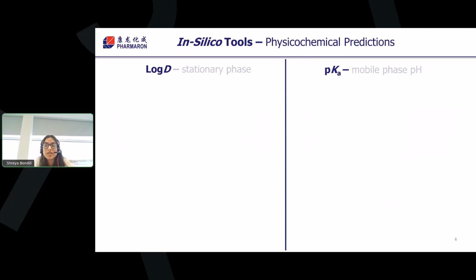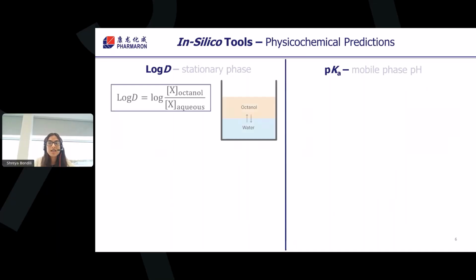So let's have a look at exactly how these tools can be used. Two physicochemical predictions that can be used for HPLC method development are logD and pKa. LogD is the pH-dependent measure of hydrophobicity, and it's given by this equation here, where X is a given analyte. It essentially describes the partitioning of a compound between octanol and water. So a high logD value indicates high hydrophobicity.